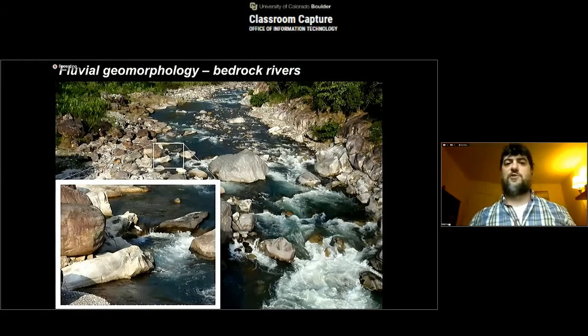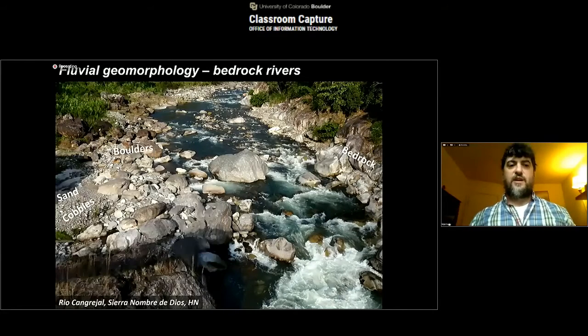Just for scale, here's just an image of a crane, or an egret, I'm sorry. And this is the Rio Cangrejal from one of my field sites for my dissertation in Honduras. And importantly, I like this image a lot because it illustrates a number of things. One is that rivers move a lot of different sizes of sediment, which means you need different velocities and different strength of flows to actually drive the transport of, say, sand versus boulders versus actually incising into bedrock.